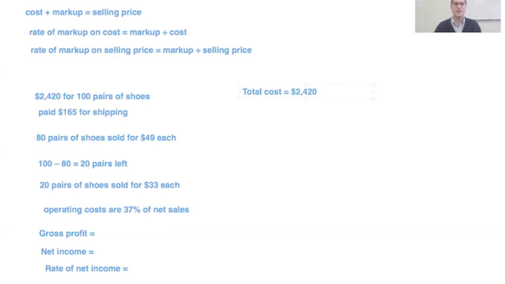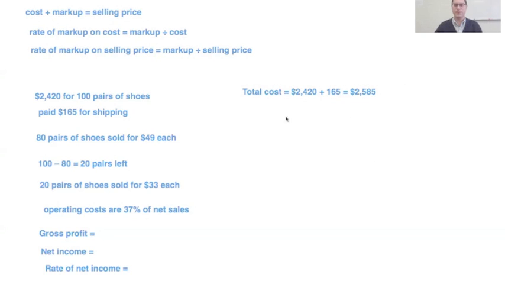Anyways, so the total cost is going to be the $2,420 for the 100 pairs of shoes, plus $165 for shipping. So the total cost is going to be, well, let's see if I can do it in my head. 2,420 plus 165 is going to be $2,485. I hope. Let's see here. See if I can make a fool of myself all over YouTube. Yeah. Oh boy, that was close. Hang on. 585. Okay, yeah, that's right. So that's going to be the total cost.